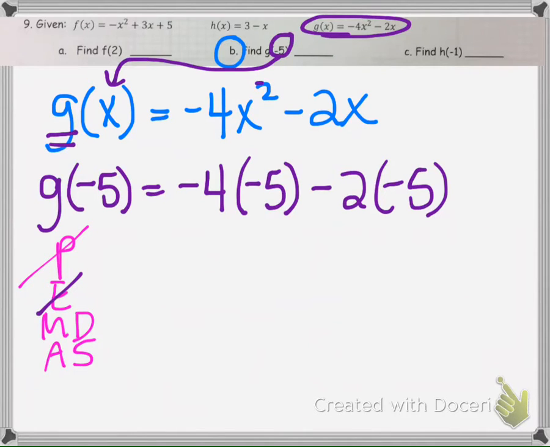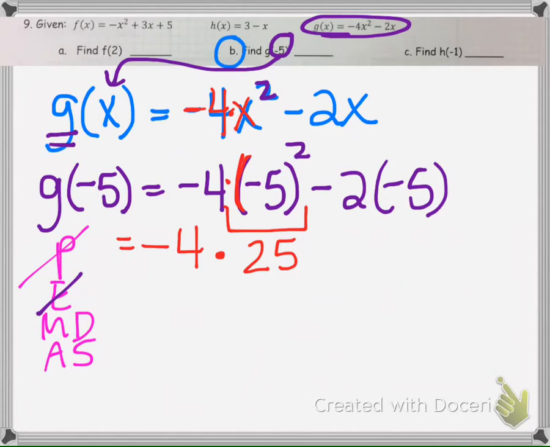Oops, and I see I missed this right here. There was an exponent right there. So that's the first thing we need to do. That is -5 times -5, which is 25. So this is 25. And then we know when we have a number right next to this x, that means times. So that's why we put this parenthesis right here. It shows us multiplication right here. So that -4 is being multiplied there.